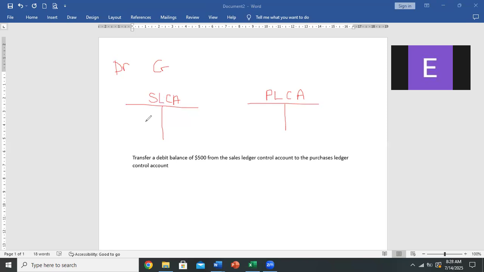Now, you know that if you are transferring a balance, what balance are you transferring? It's a debit balance. So it means that that balance is at this side, right? The debit side of the sales ledger control account. So if we want to transfer, then we can only put the entry at the credit side. So you will indicate transfer, okay, 500.